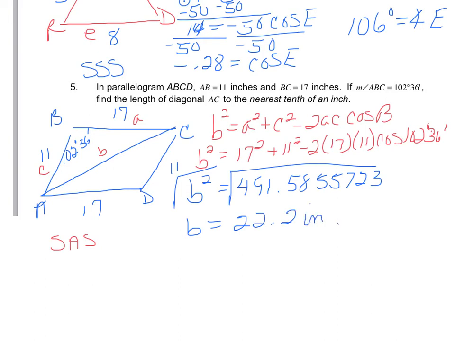So today we learned how to do law of cosines by finding a missing side or a missing angle. As long as we have either side angle side or side side side present, we can do law of cosines.